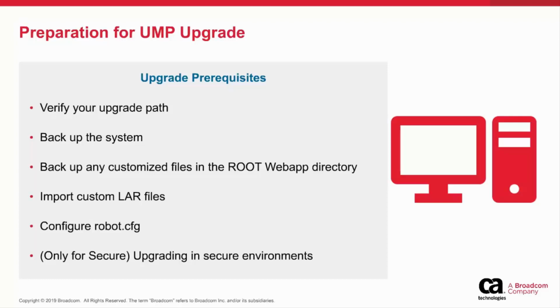Upgrading in secure setup. If you are upgrading UMP in a secure setup, UIM 9 SP1, ensure that you bring your UMP robot to the secure state by deploying the appropriate certificates and then updating the robot version to 9.10s. After that, you upgrade UMP.